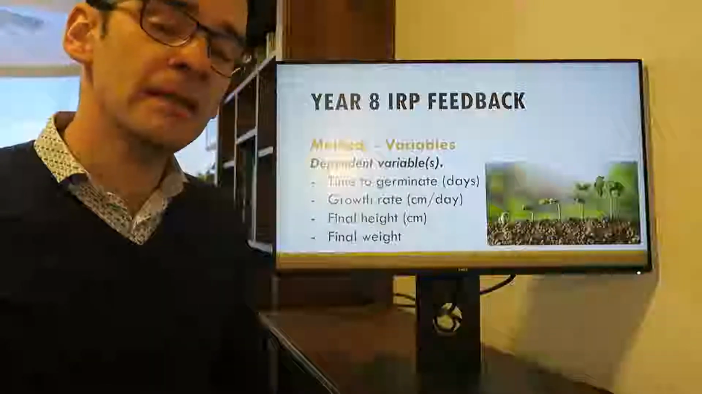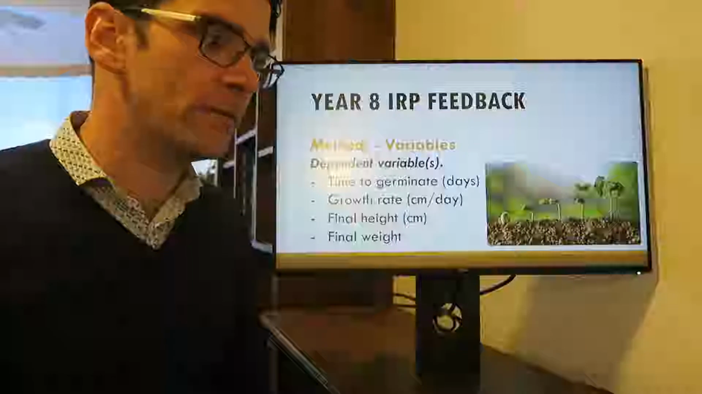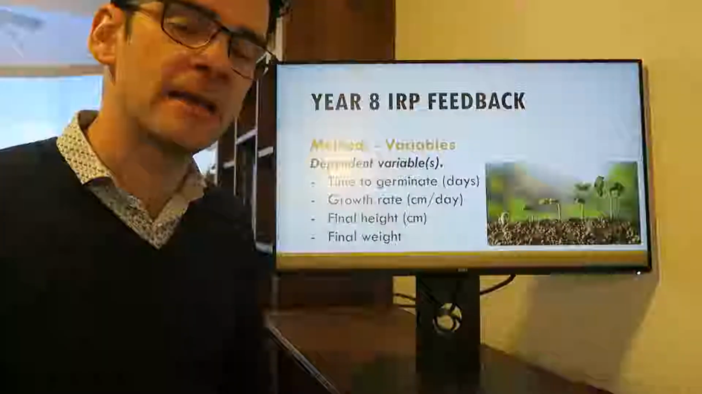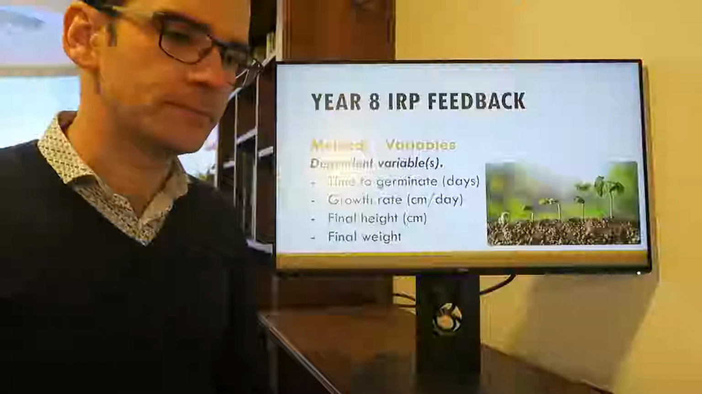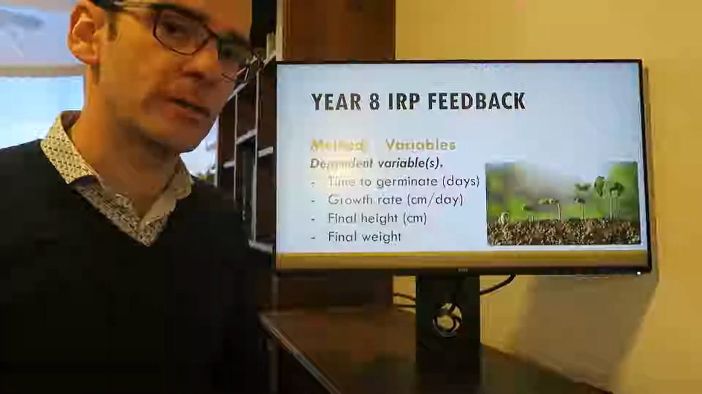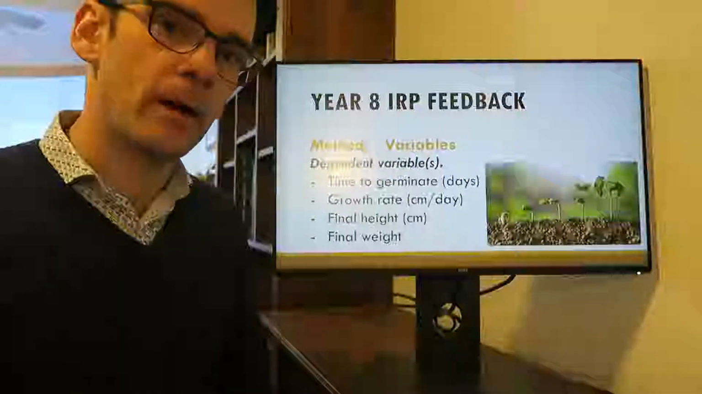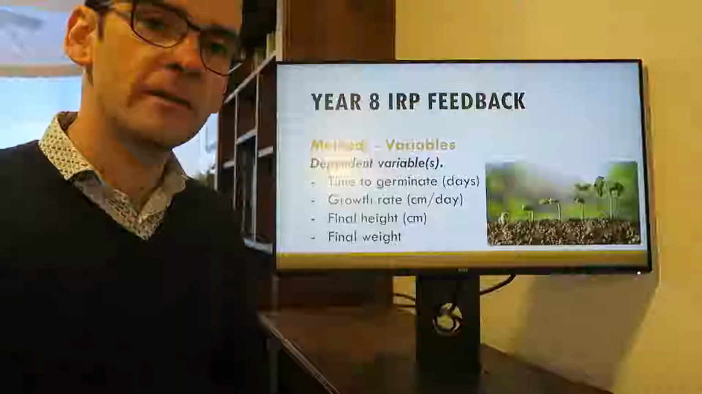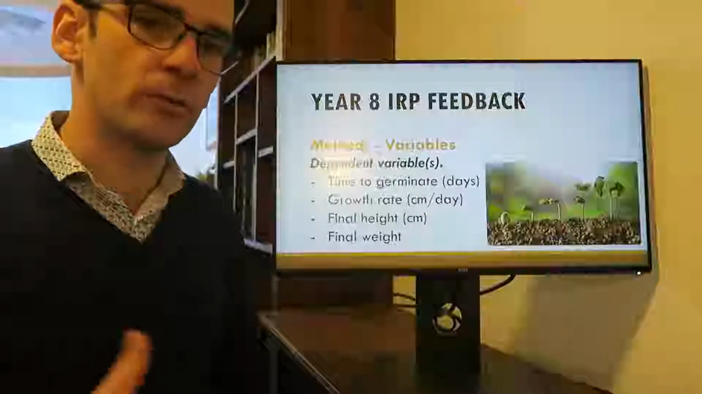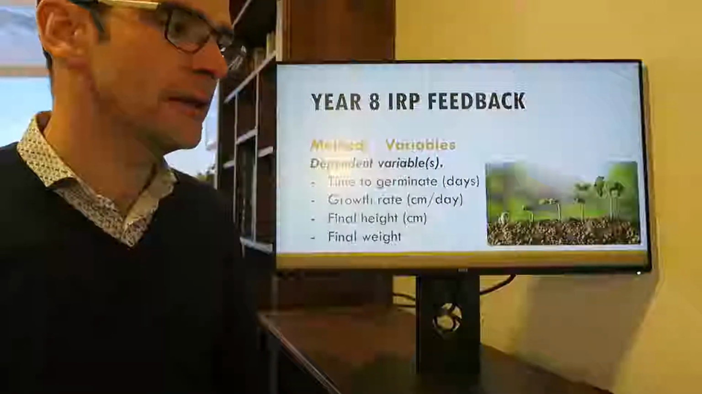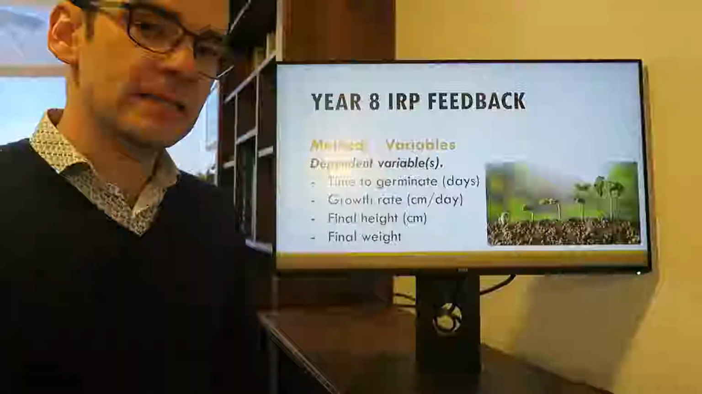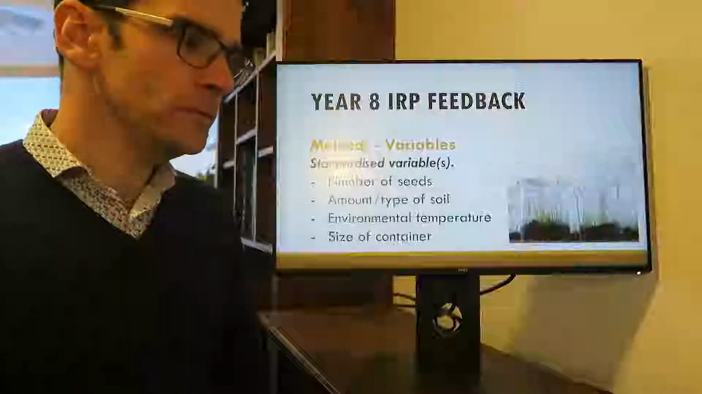Now, growth rate is different to what we might call final height. That is, at the end of the experiment, how tall each of your seedlings was. And another thing you might have chosen to measure was final weight or biomass. These are all dependent variables that you could have measured if you were using the plant experiment or the plant option. Now, they're the two easiest things to start with in terms of listing your variables.